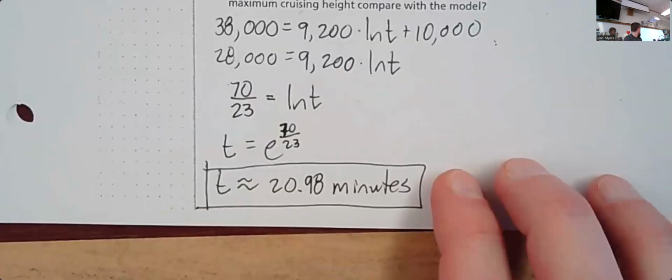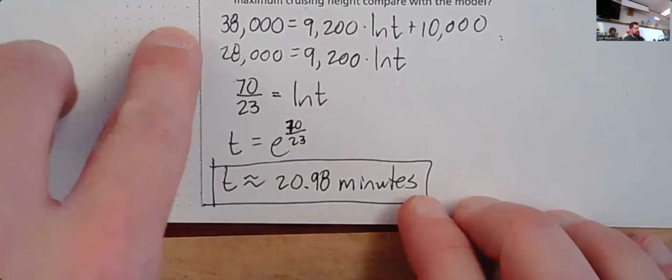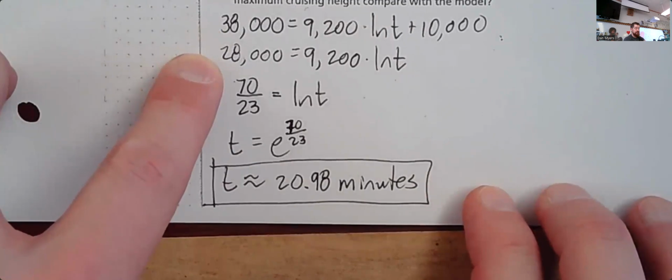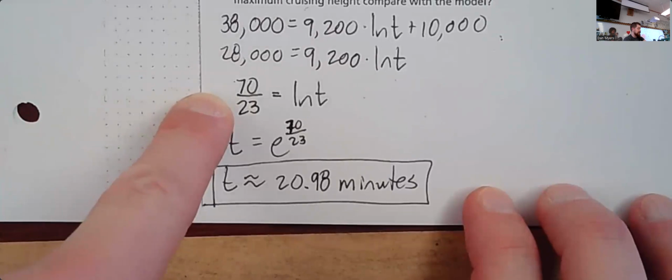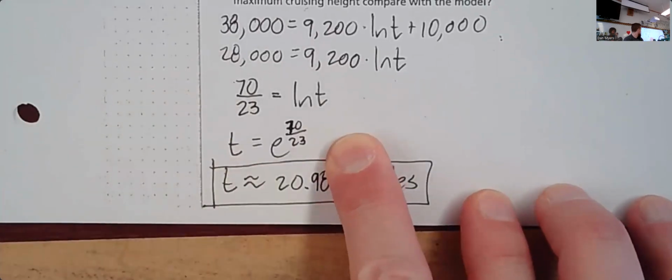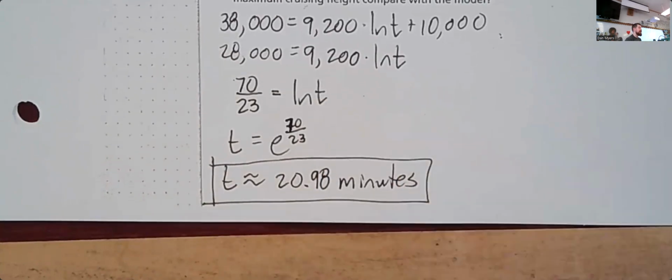So here's my answer. About 20.9. If you round it up to 21, that's fine. So it's the exact same equation as we wrote up top, but instead of 35,000, we're using 38,000. Subtract 10,000. Reduce the fraction, 28,000 divided by 9,200, 70 over 23. So the time is going to be e to the 70 over 23 power, which is about 20.98 or 21 minutes, depending on how you round it. So that's about how long it's going to take for the plane to reach the altitude.